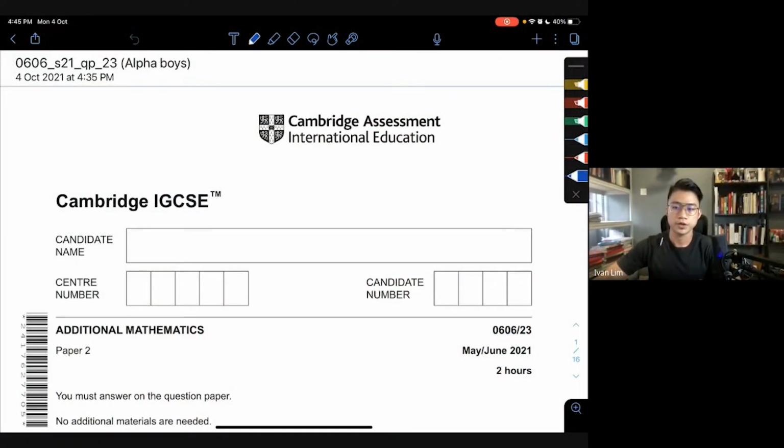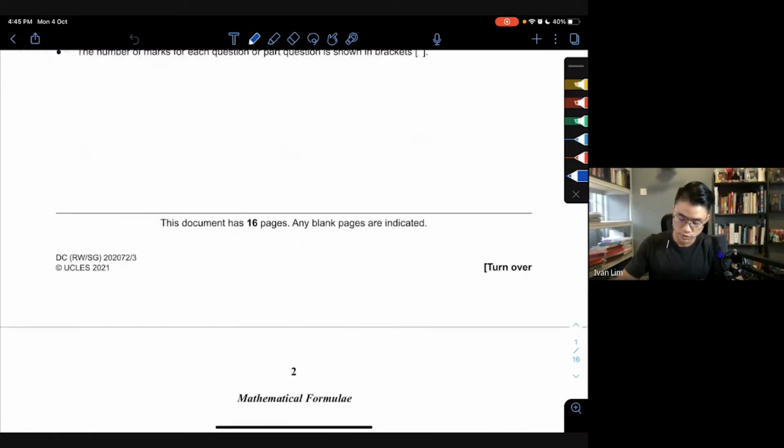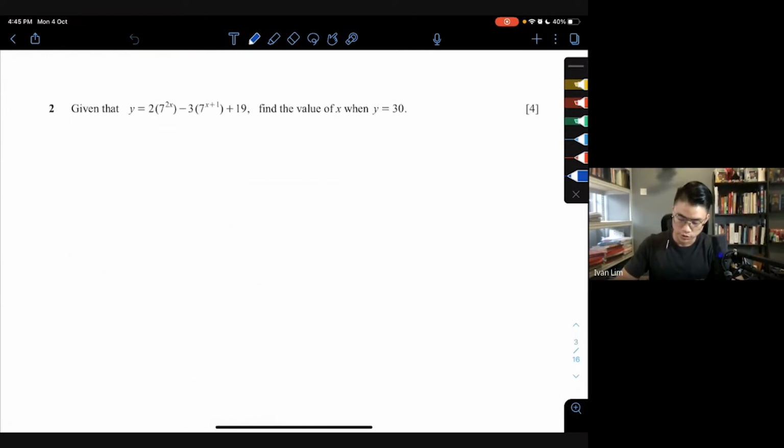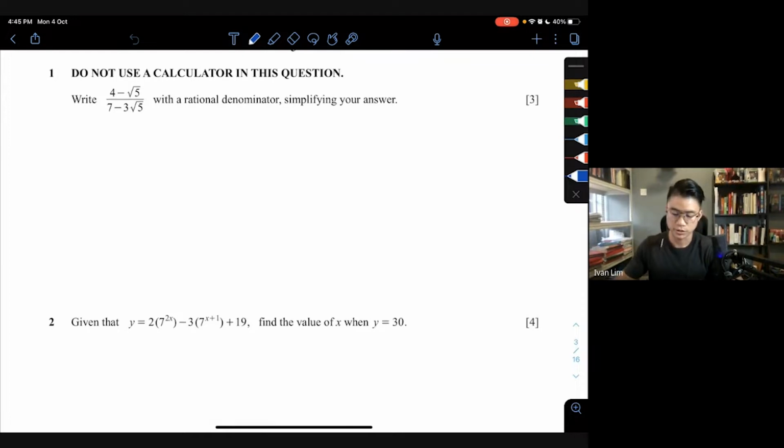Okay, this is the final paper, May-June 2021, paper 2-3, and we'll just jump straight into it. Okay, one minute, let me find my calculator. First one: do not use a calculator in this question. Write (4 minus root 5) over (7 minus 3 root 5) with a rational denominator, simplifying your answer.